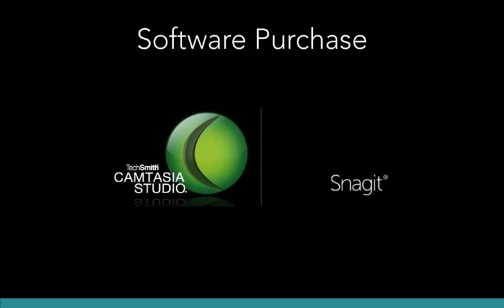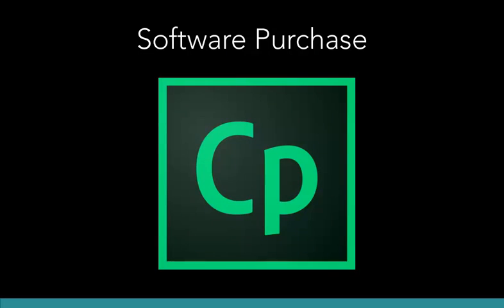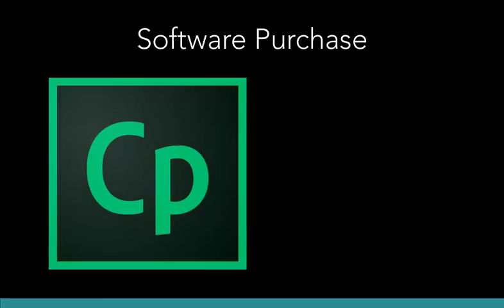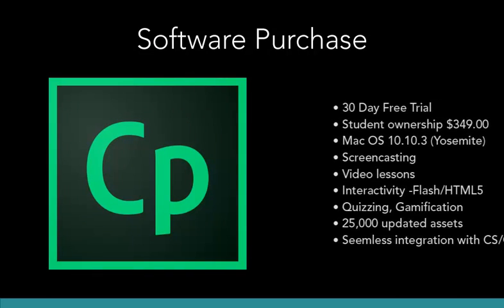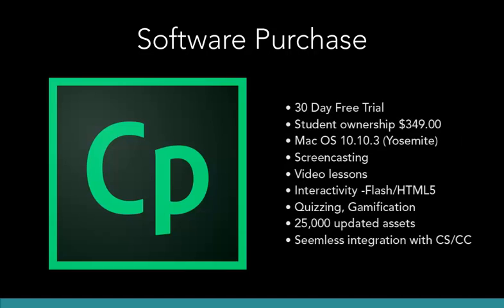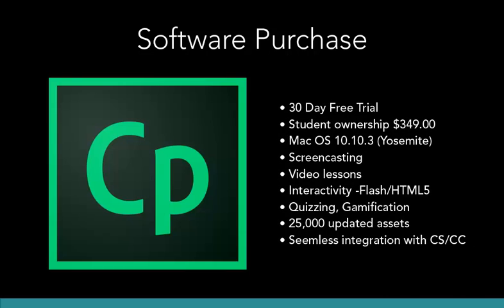If you want to be able to do everything in one place, video, lessons for all devices, screencasting, audio recording, quizzing, and interactivity, Captivate is the way to go. Captivate has a 30-day free trial and a student version at about 1/3 of the price for full versions with all of the features, including an updated library of 25,000 assets. At $350, Captivate is very reasonable, especially when you compare it to other e-learning authoring tools like Storyline, which is currently on sale for $1,400.